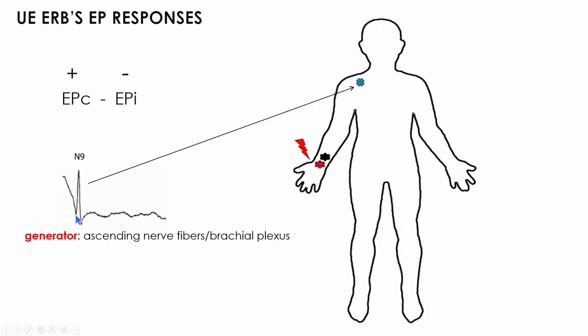By triphasic response, I mean the response theoretically crosses the baseline 3 times. That's what's called a triphasic response. This Erb's point response is generated by ascending nerve fibers of the brachial plexus. We stimulate here at the median or ulnar nerve. That action potential conducts up, and we have the recording electrode at the brachial plexus, and we record this nice N9 response. The N9 response comes from the ipsilateral Erb's point electrode. That's the active electrode in the derivation to record the peripheral response.